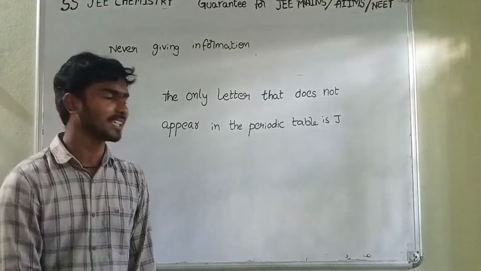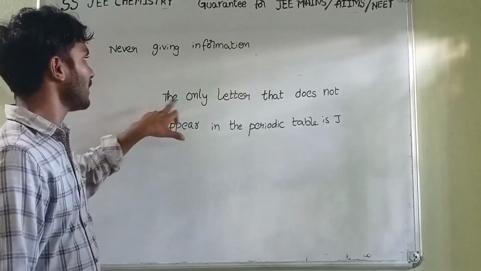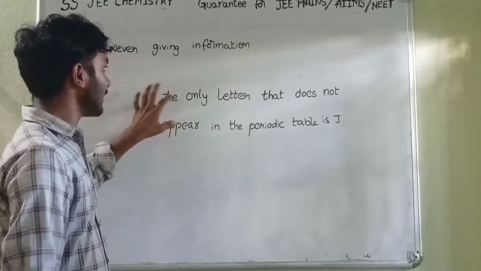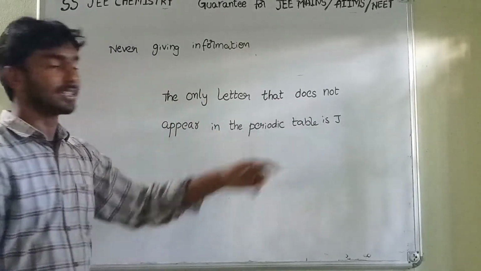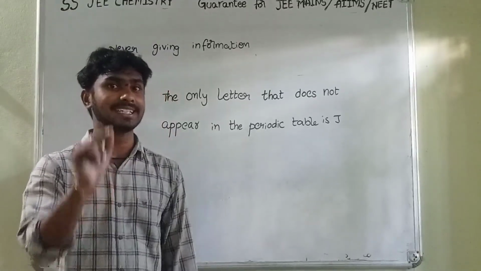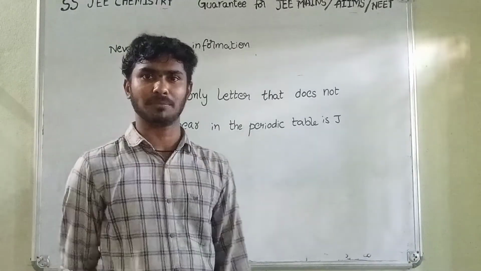Do you want to know something about chemistry? In the periodic table, the only letter that doesn't appear is J. We cannot see the letter J in the periodic table.